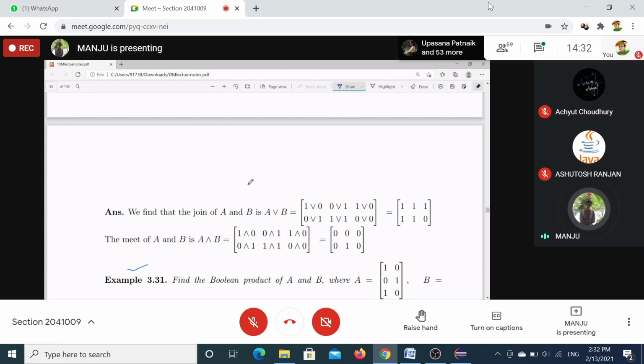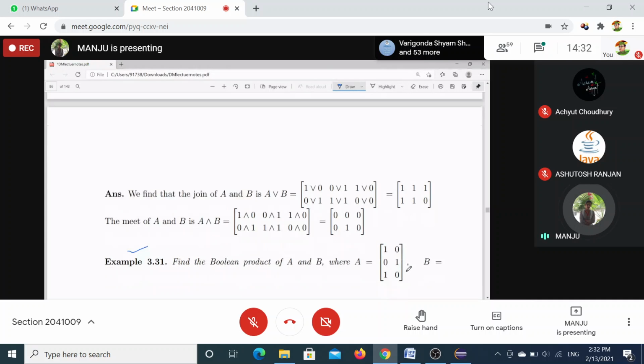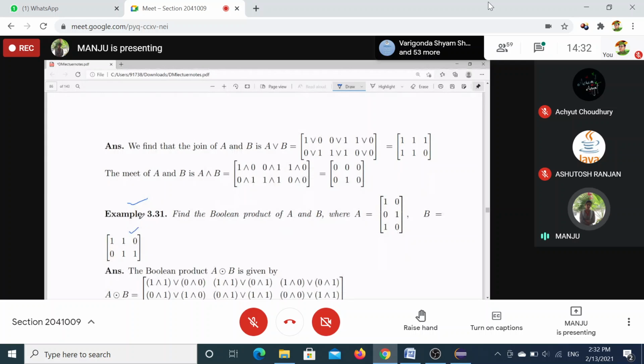Then we discuss the Boolean product of A and B. Here the number of columns of the first matrix, 3, and the number of rows of the second, 3, are equal. It is 3 by 2, and this is 2 by 3. So the number of columns should be equal to the number of rows. In the Boolean product, how many rows and columns will there be? 3 by 3. Yes, ma'am.